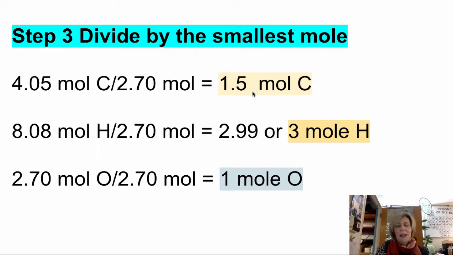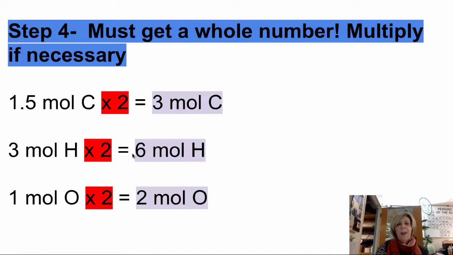And unfortunately, I cannot have a subscript in an empirical formula be a number that's not a whole number. So I'm going to have to do that fourth step, and that fourth step is that I've got to get to a whole number. So because of that troublesome carbon at 1.5 moles, I have to multiply everybody times 2 to get a whole number.